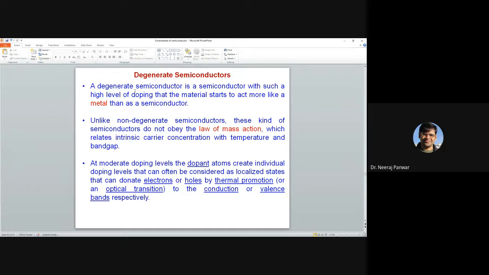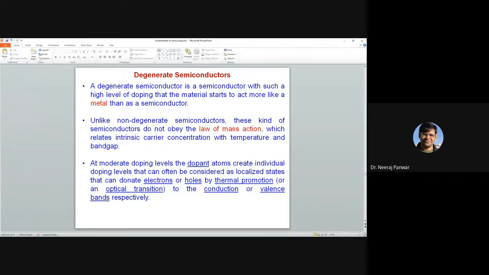Now we try to understand what is happening when we keep on increasing the doping level. If the doping level is very small, 10 to the power 12 per centimeter cube or 10 to the power 14 per centimeter cube, the dopants are lying here and there. They are very far away from each other because their concentration is very small. So their atoms or ions will not interact with each other, meaning their wave functions will not interact with each other.